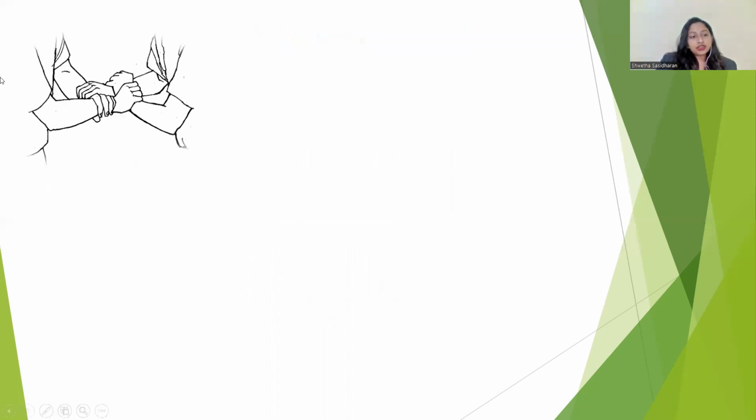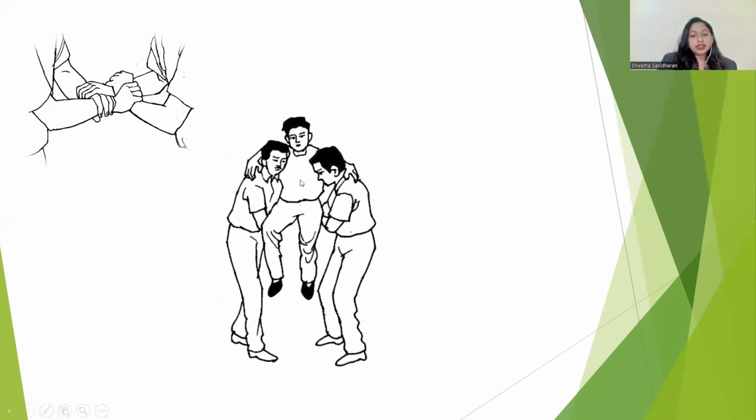Somewhat like this, they will make the seat while holding each other's opposite wrists, like right wrist to left wrist, and they will try to form a very firm seat. And then they will ask the casualty to sit upon it and raise himself up.